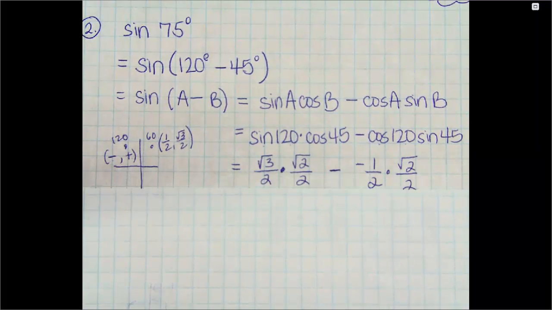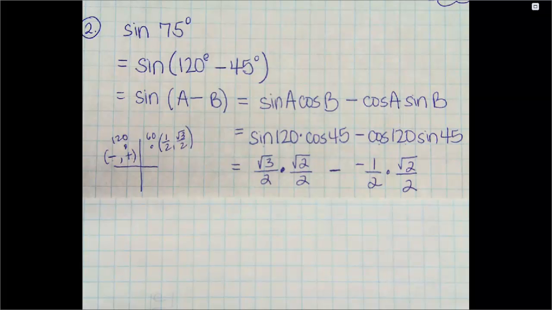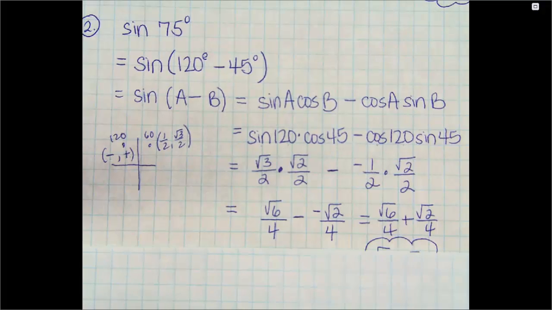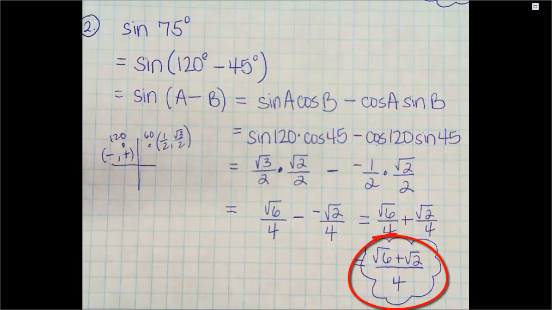Sine of 120, root 3 over 2. Cosine 45, root 2 over 2. Cosine 120, negative 1/2. Sine of 45, root 2 over 2. Multiply, and then subtract, and we get root 6 plus root 2 over 4, which is exactly the same thing we got when we used the sum formula. So it doesn't matter which formula you choose.